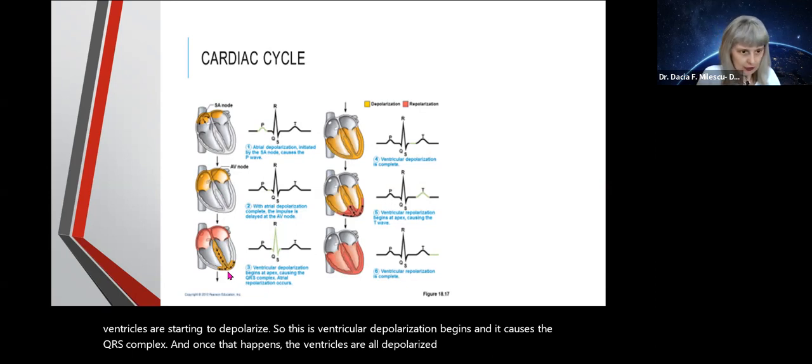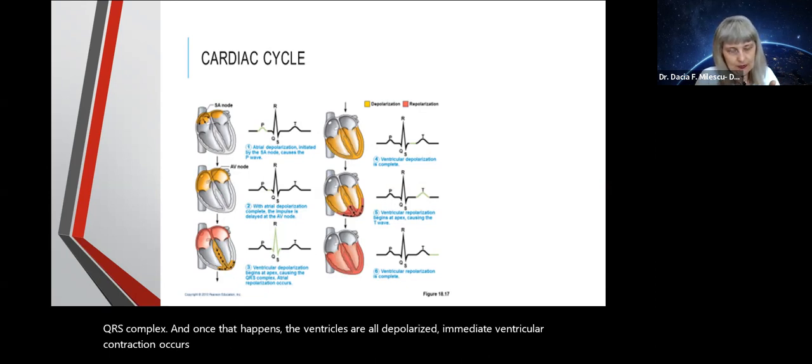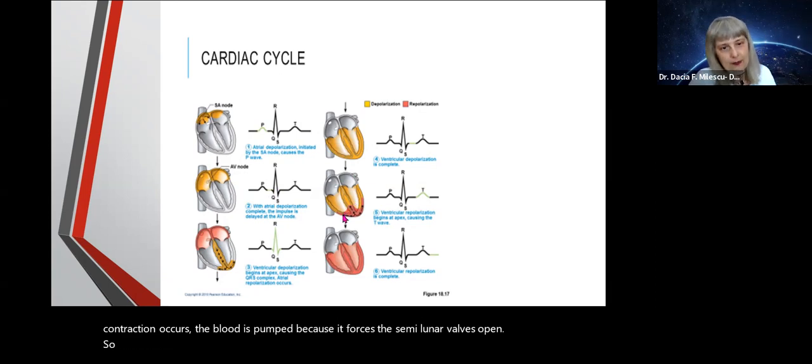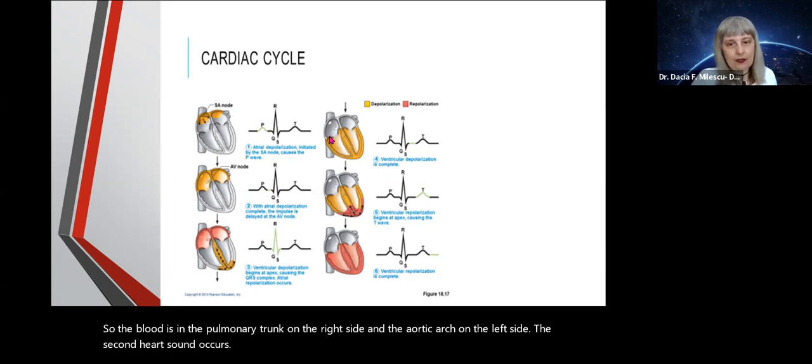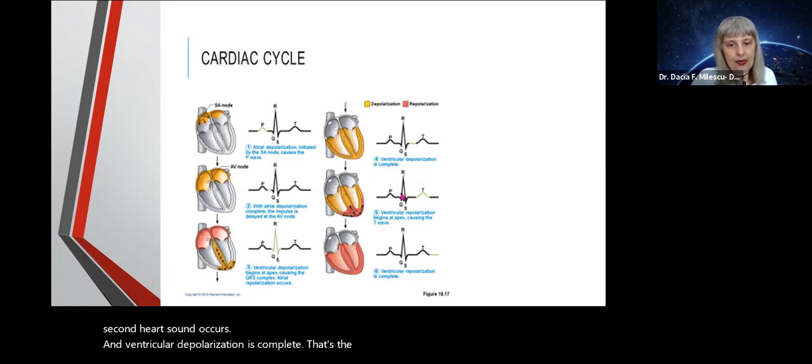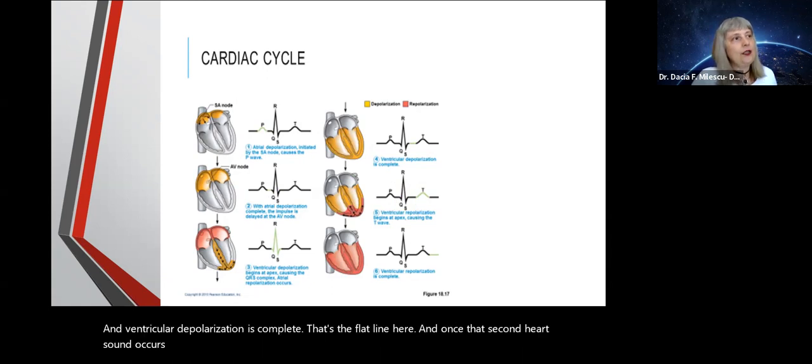Immediate ventricular contraction occurs. The blood is pumped because it forces the semilunar valves open. So now the blood is in the pulmonary trunk on the right side and the aortic arch on the left side. The second heart sound occurs and ventricular depolarization is complete. That's the flat line here. And once that second heart sound occurs, we're going to move into the process of diastole again.